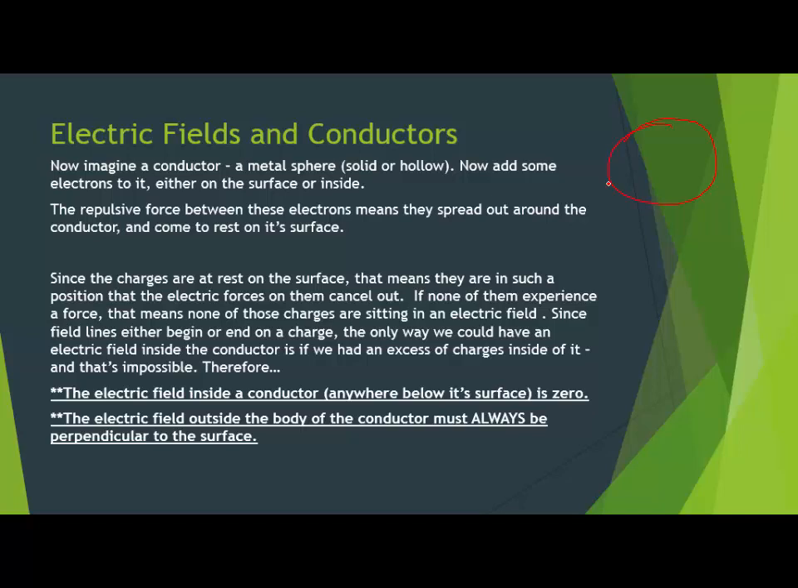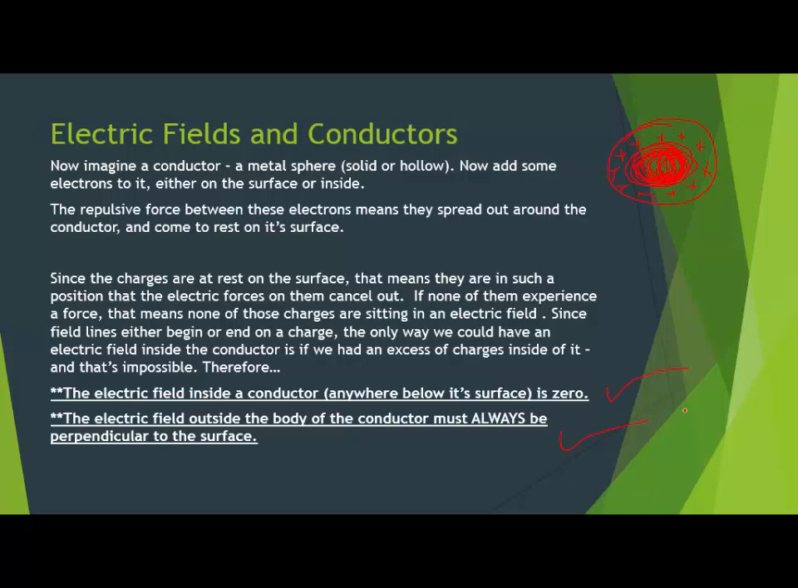So what happens is that these charges spread out so that they only exist on the surface of the conductor. There is no electric field and no charges on the inside. That's because they all hate each other and they want to be as far away as possible from one another. And so they're all going to spread out on the surface until they're roughly in equilibrium and they don't move.